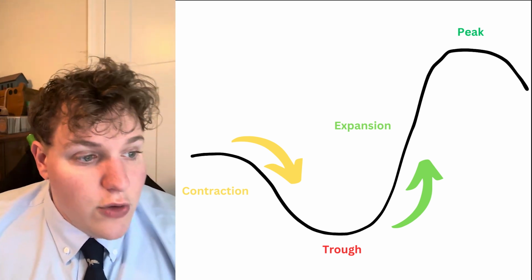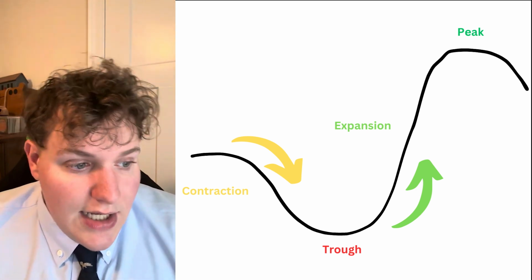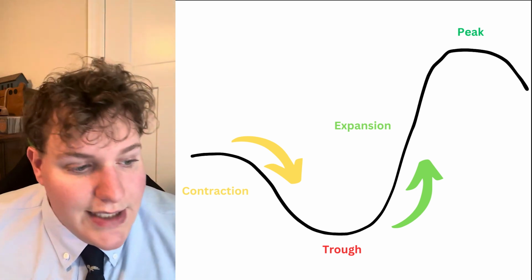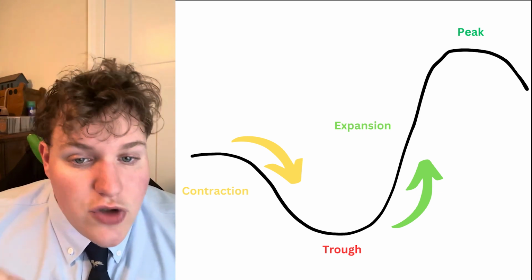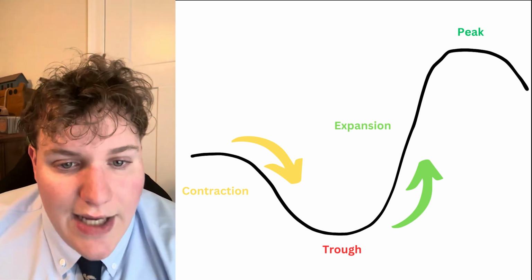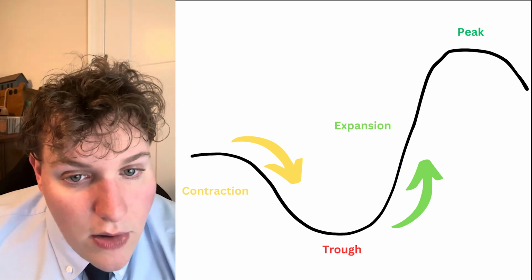Now we go to expansion, which is where profits will increase, as well as employment. So now people are getting jobs, there's more money in the economy, and lower interest rates make it so that people can borrow more. So there's more money to spread around into various industries, and that increases the amount that people can borrow.